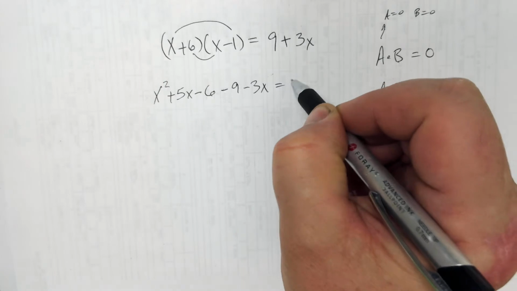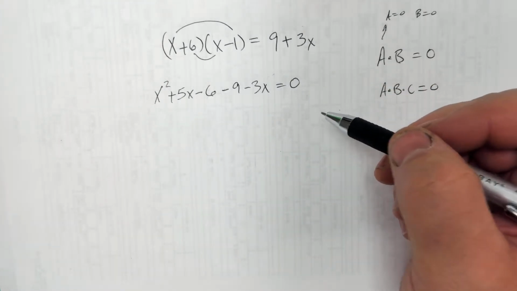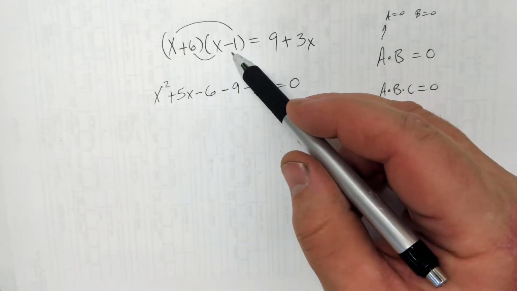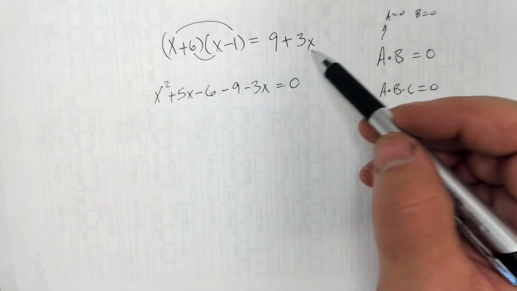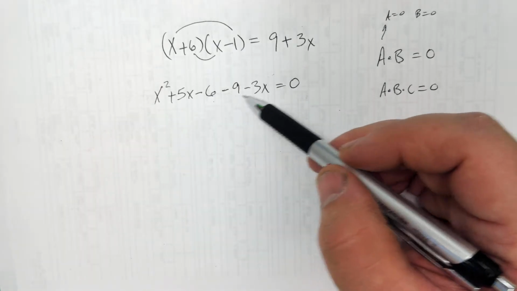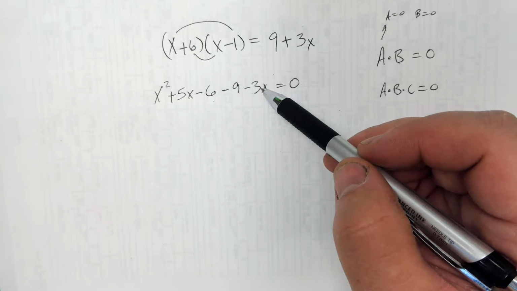Okay, so I did both of those things at once. I didn't show you the step, but we talked about it. I multiplied these together, that's here. And then I moved these two things to the other side, that's here. Now I need to combine like terms and then see if I can factor it.